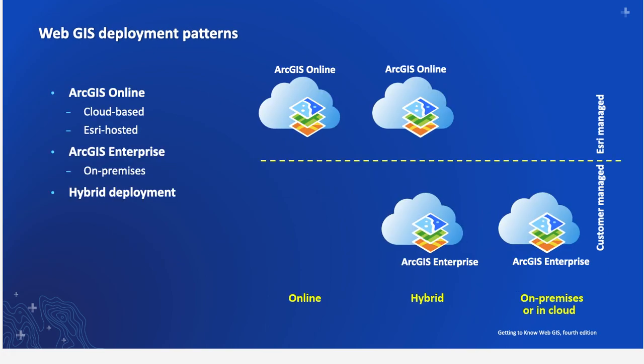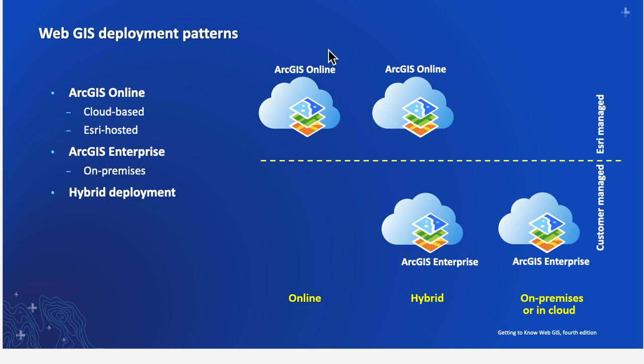So these are the WebGIS deployment patterns. ArcGIS Online is cloud-based and Esri hosted. And ArcGIS Enterprise is on premises. So ArcGIS Online and ArcGIS Enterprise represent the new generation of WebGIS. ArcGIS Online is based on the Amazon Web Services Cloud and it is managed by Esri. And ArcGIS Enterprise is a WebGIS software product that organizations can acquire and deploy.